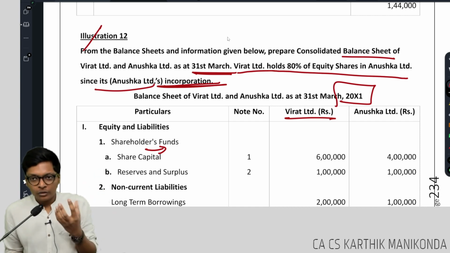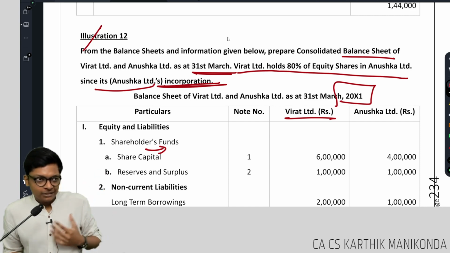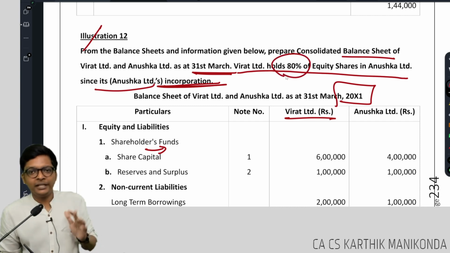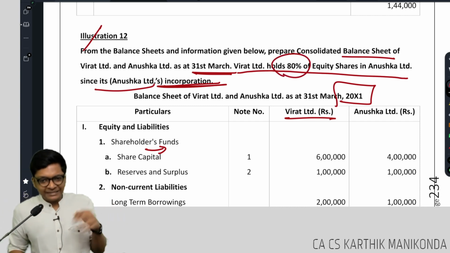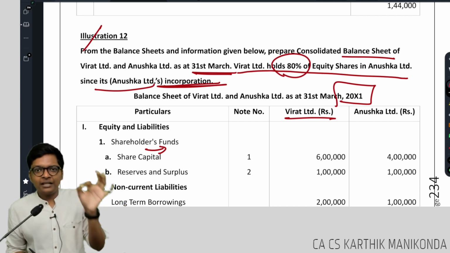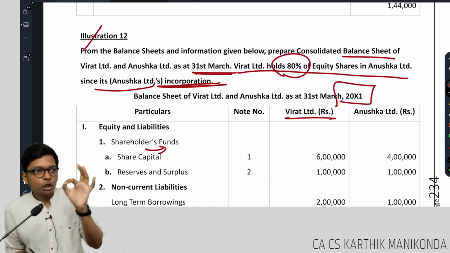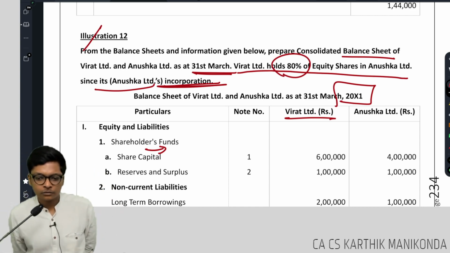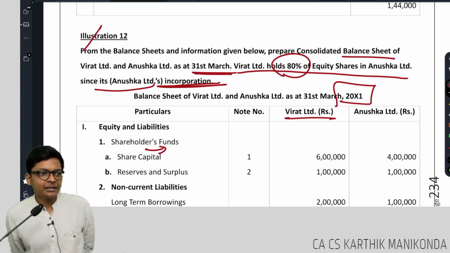What is step 2? Percentage. Sir, they gave it in the question, so what? Write down. They gave 80%. Thankfully, in other sums you have to compute. So, percentage, write step 2. Don't look at my face, write in your notebook. Percentage. Virat, 80%. Minority, 20%. You can use the term minority interest. Minority interest is 20%. Virat is 80%.